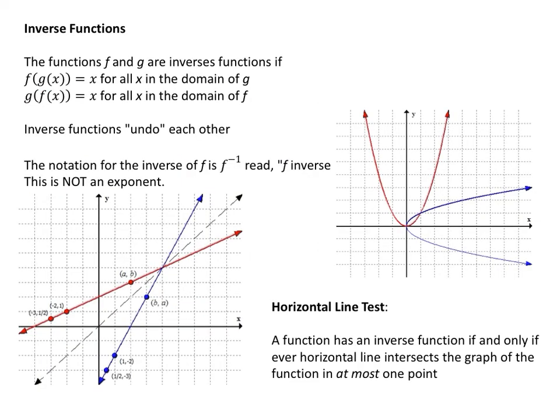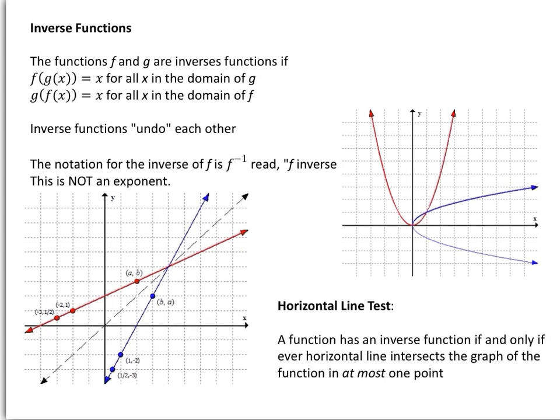Inverse functions are functions that undo each other. And the way that you find if two functions are inverses is you take the composition, either f of g or g of f. And if your answer is x when you do that composition, then the functions are inverses of each other.